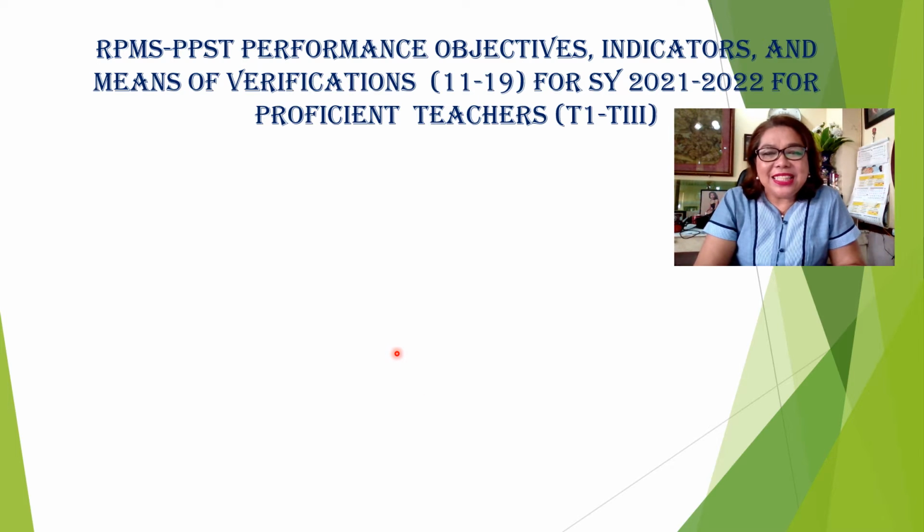So today's topic is all about RPMS, PPST, performance objectives, indicators, and means of verifications, or MOVs, from 11 to 19 for school year 2021 to 2022 for proficient teachers T1 to T3.